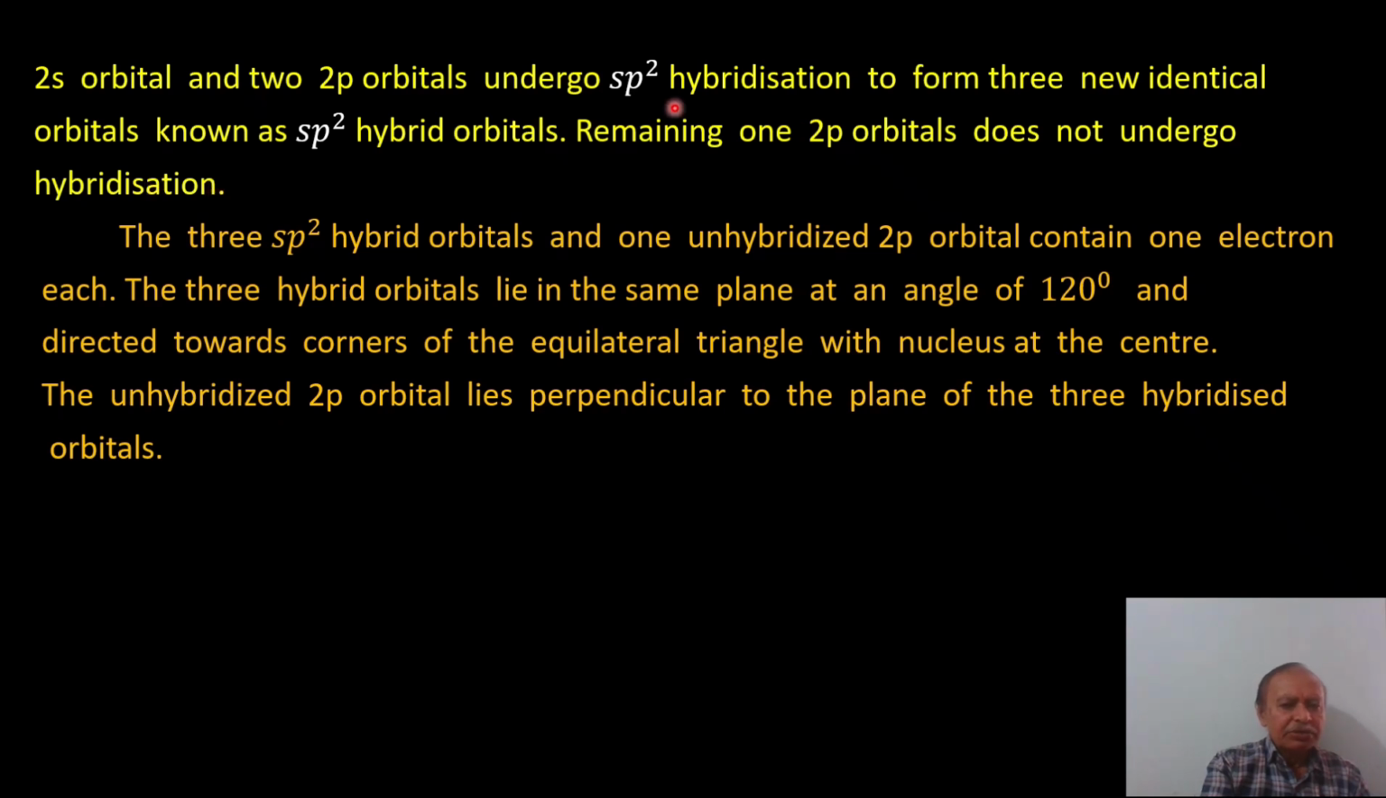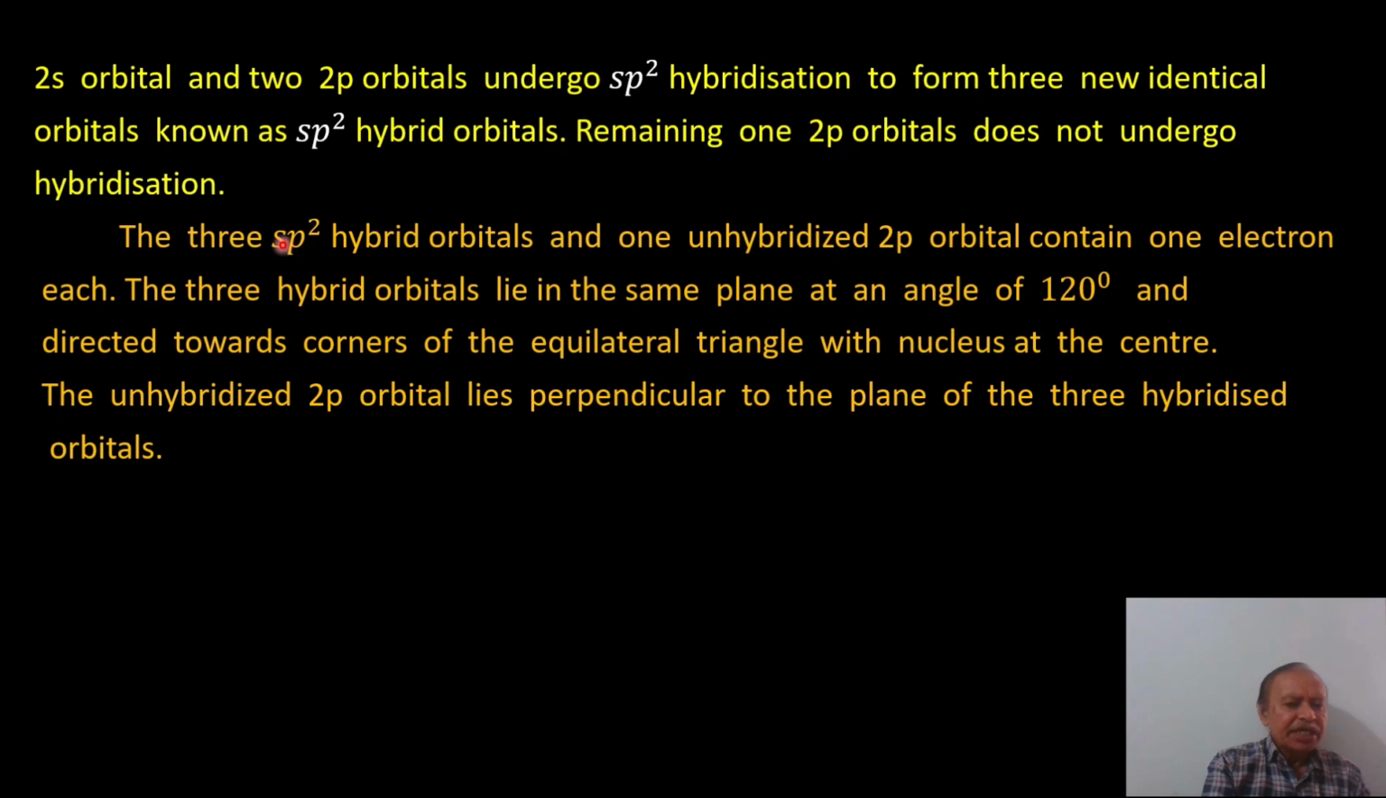Now totally 3 new hybrid orbitals are formed, known as sp2 hybrid orbitals, and each carbon contains one unhybridized 2p orbital. Each carbon contains 3 sp2 hybrid orbitals and one unhybridized 2p orbital, and all of them contain 1 electron each. That means the 3 sp2 hybrid orbitals each contain 1 electron, and the unhybridized 2p orbital also contains 1 electron.